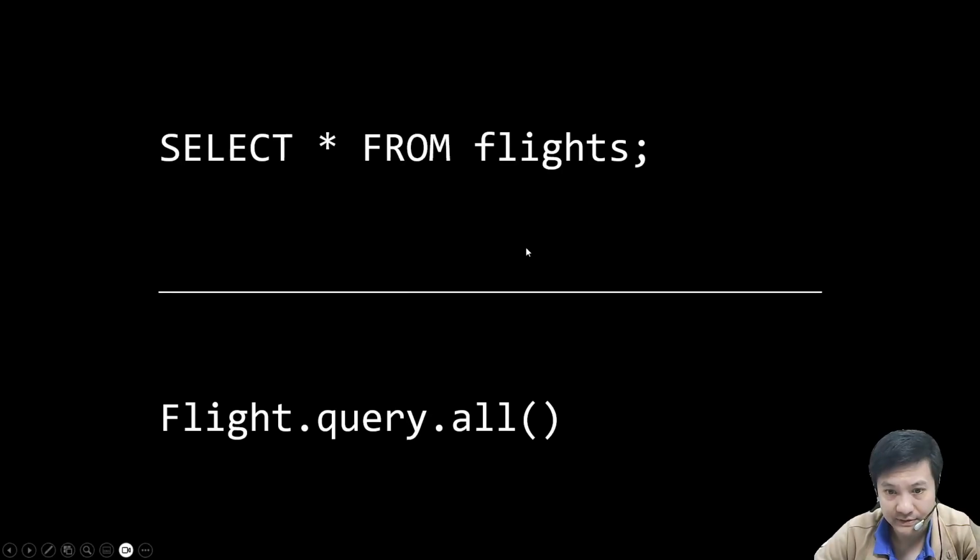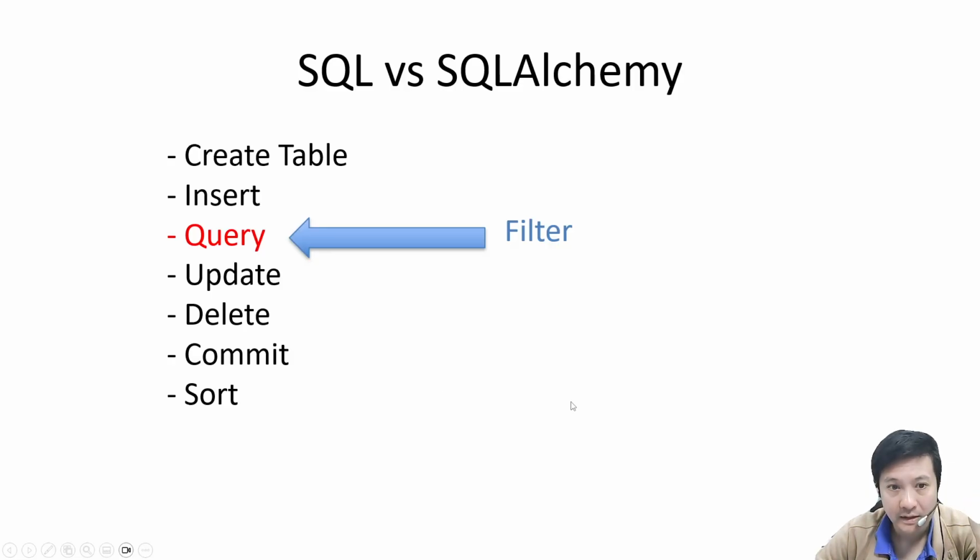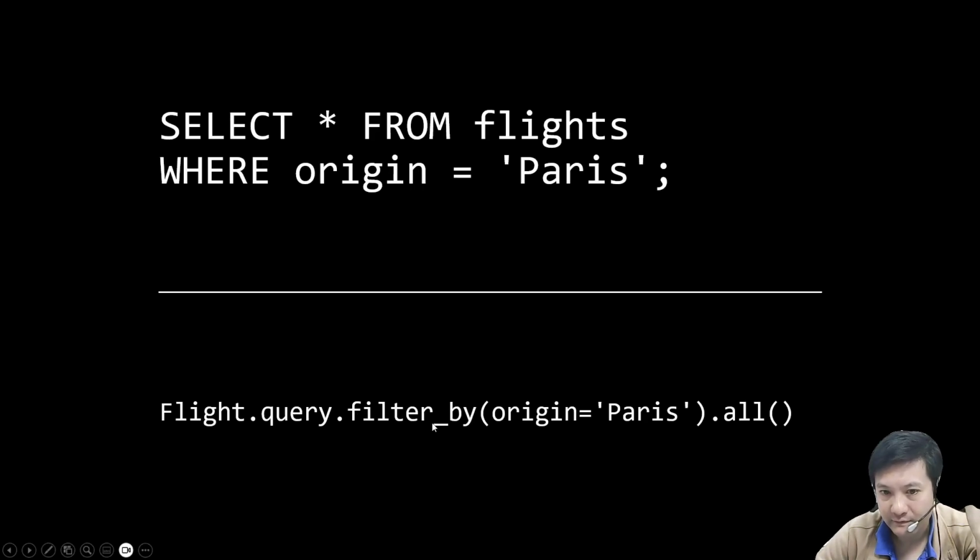Also for query, if you want to get all, selecting select star, you just call all. You get all the fetched information. And if you want some filtering, you just use dot filter_by, and then set the column, for example Paris. Select rows for Paris. You just write the syntax like that, and then get all of the data from Paris. It will generate this SQL statement.